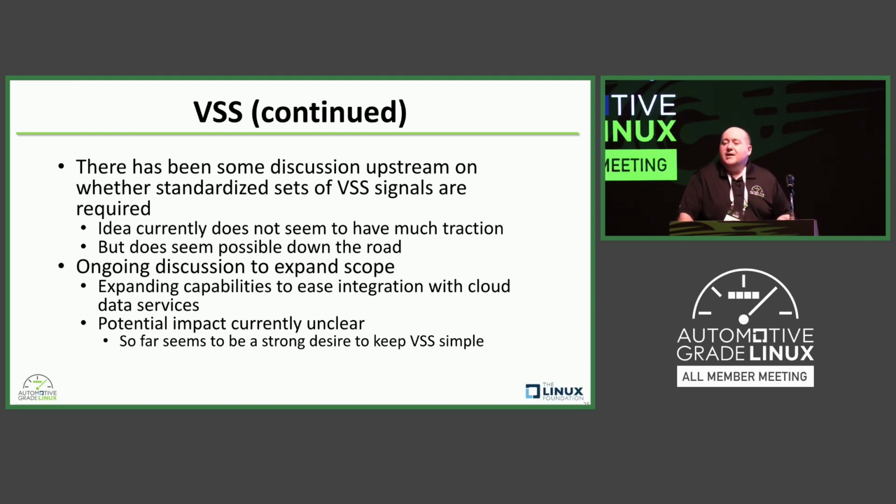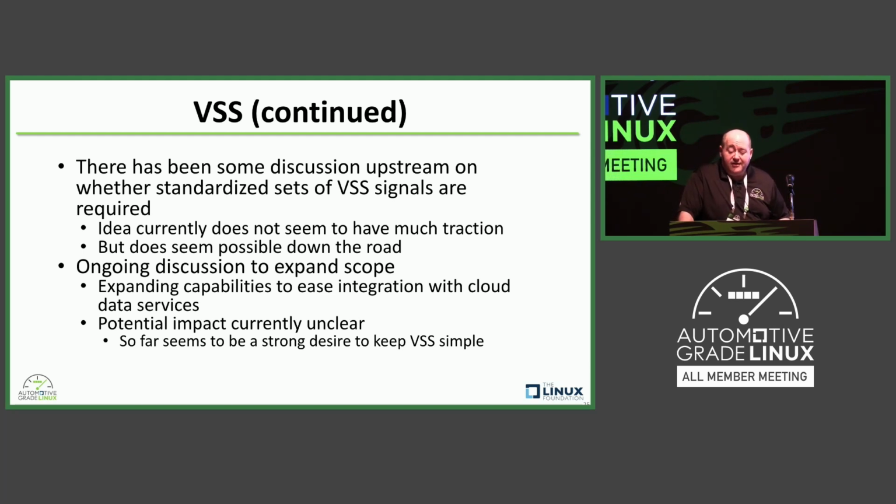It would be ideal if you could tell people that you can expect your application will always see some set of signals, no matter what vehicle it runs on. And so that has come up in upstream. It's been discussed a little bit, but it hasn't gotten a lot of traction yet. But it does seem that it could become a thing down the road, because to have this mechanism and not have at least some minimal set of signals that applications can expect to always be there, seems maybe we're wasting an opportunity. So I expect we'll see more discussion around this.